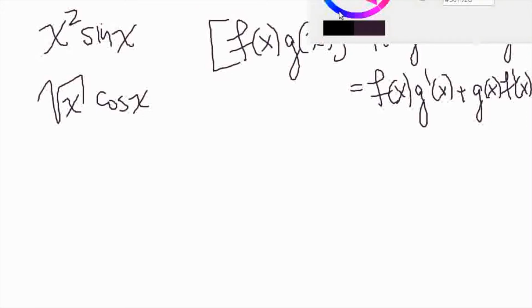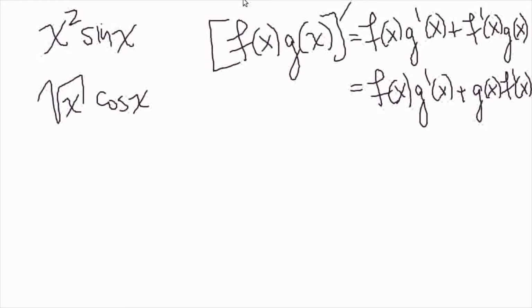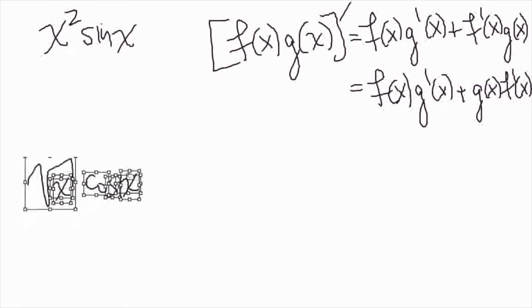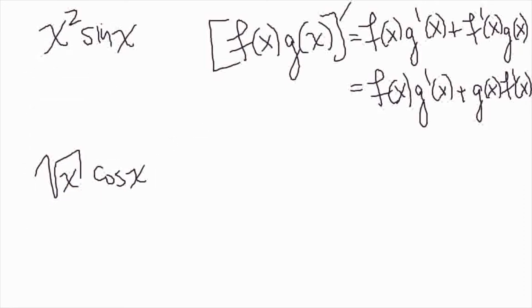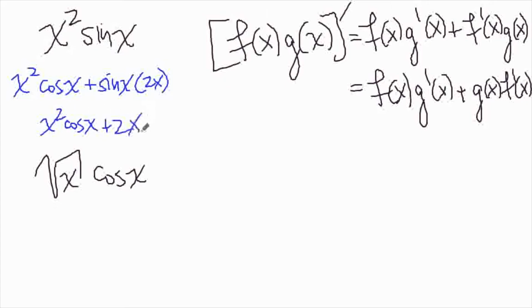Let me do the first example. We're going to use the power rule we learned previously and the derivatives of the trig functions we learned previously. So, x squared sine x. The first times the derivative of the second, which is cosine, plus the second function, which is sine, times the derivative of the first. The derivative of x squared is 2x. Clean it all up, and we get x squared cosine x plus 2x sine x.